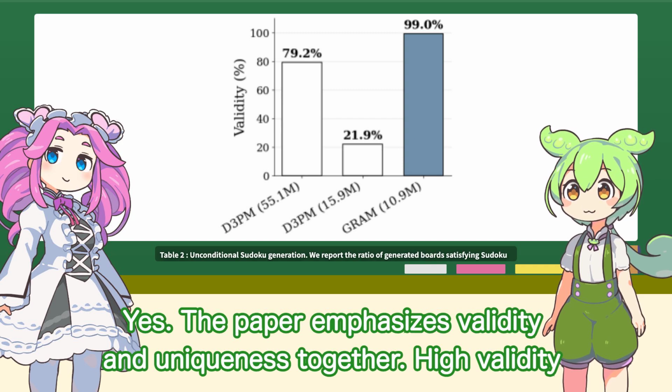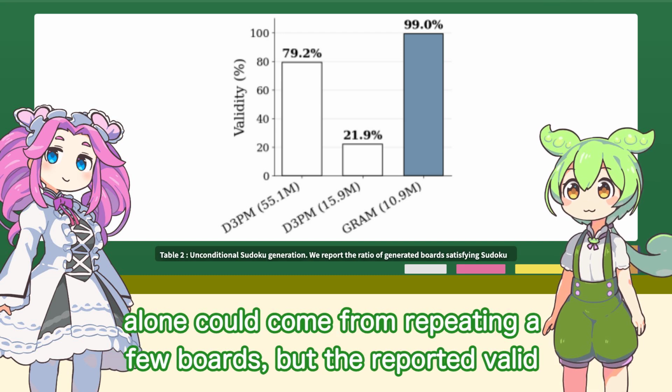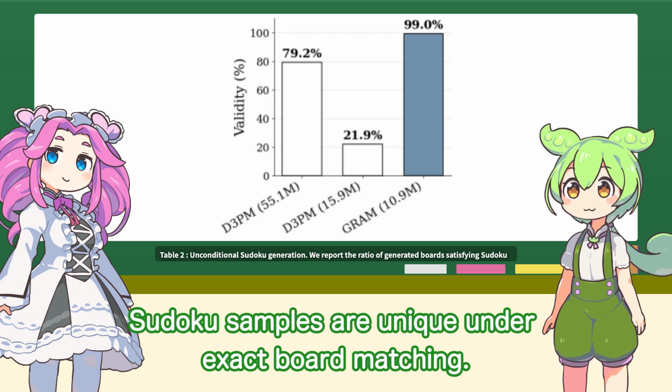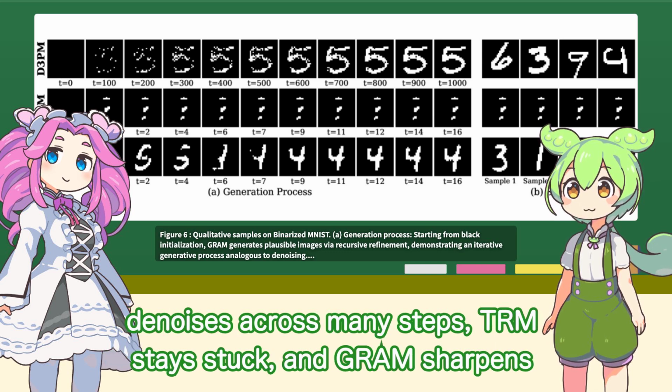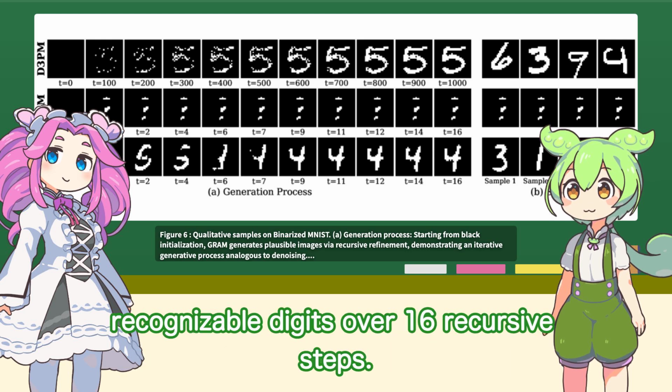Yes, the paper emphasizes validity and uniqueness together. High validity alone could come from repeating a few boards, but the reported valid Sudoku samples are unique under exact board matching. On MNIST, the qualitative picture is recursive refinement. D3PM denoises across many steps, TRM stays stuck, and GRAM sharpens recognizable digits over 16 recursive steps.